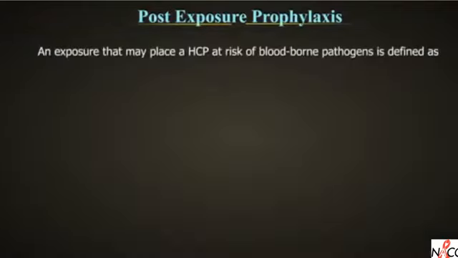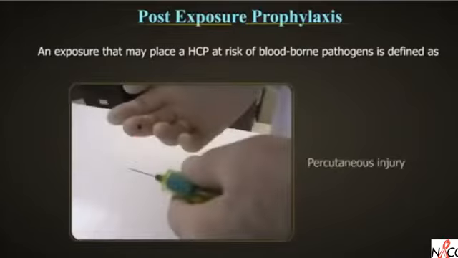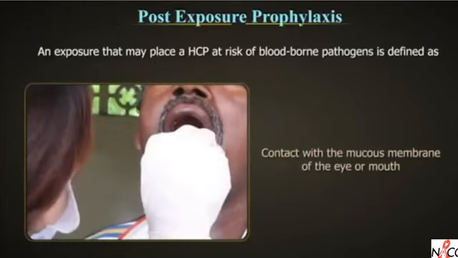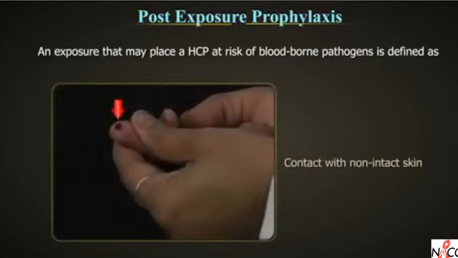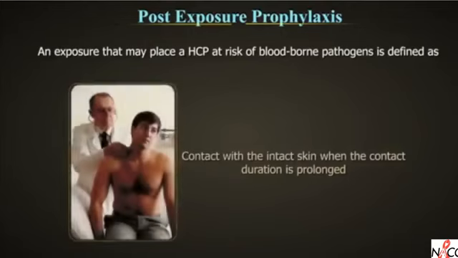An exposure that may place a healthcare professional at risk of blood-borne pathogens is defined as a percutaneous injury, for example, needle stick or cut with a sharp instrument, contact with the mucous membrane of the eye or mouth, contact with non-intact skin, particularly when exposed skin is chapped, abraded, or afflicted with dermatitis, or contact with the intact skin when the contact duration is prolonged, for example, several minutes or more, with blood or other potentially infectious body fluids.